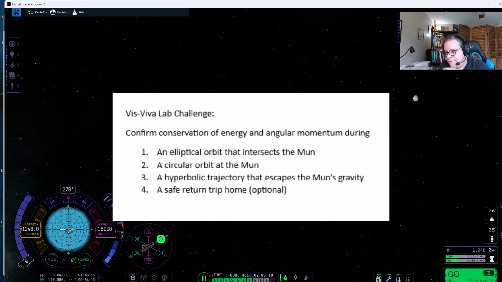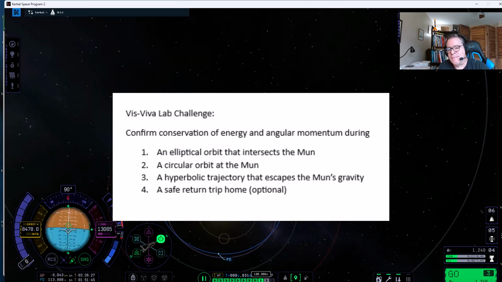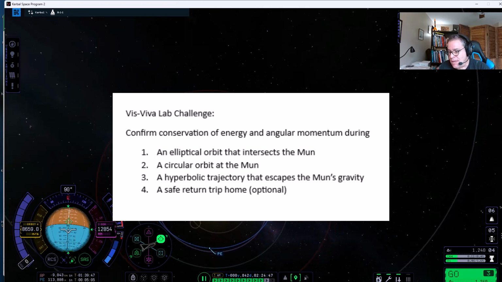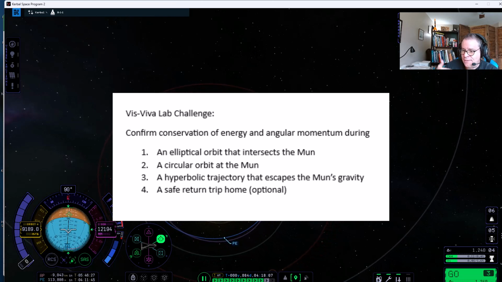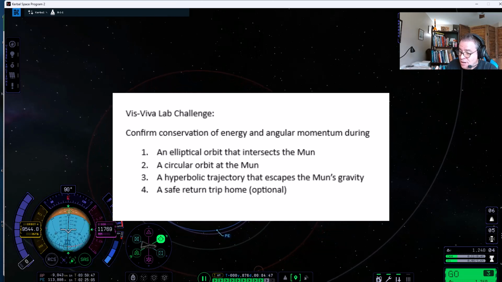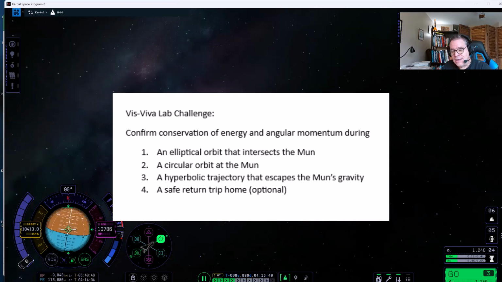Try out the suborbital flight, but when you create the elliptical orbit, create one that intersects at the Mun, one of Kerbin's moons. After being captured by the Mun's gravity, circularize your orbit around the Mun and confirm conservation of energy and angular momentum there around the Mun, and then create a hyperbolic orbit to exit the Mun's gravity, confirming orbital energy and angular momentum for the hyperbolic orbit as you exit the Mun's gravity. And then, hopefully, return home safely.